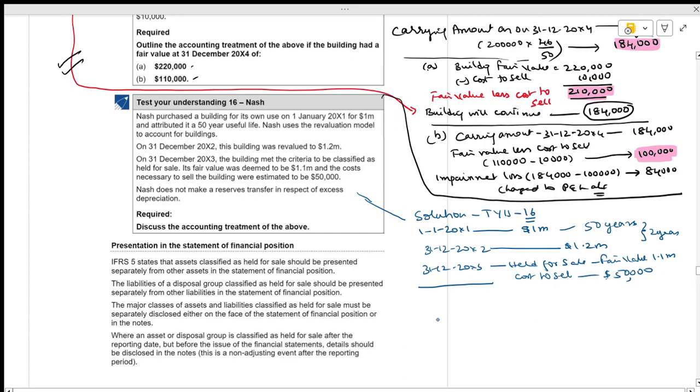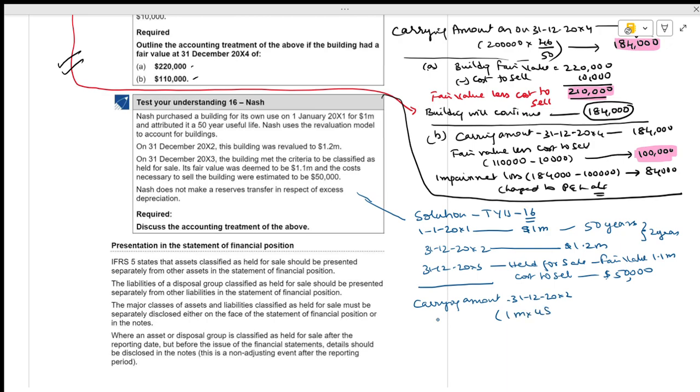Now, carrying amount as on 31st December 2002. How many years are there? 50 years. 2 years are over. Remaining years are 48. So 1 million times 48 divided by 50. It comes to 960,000.